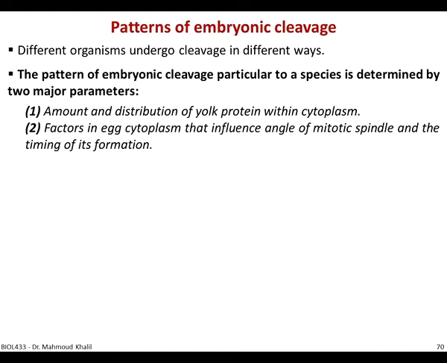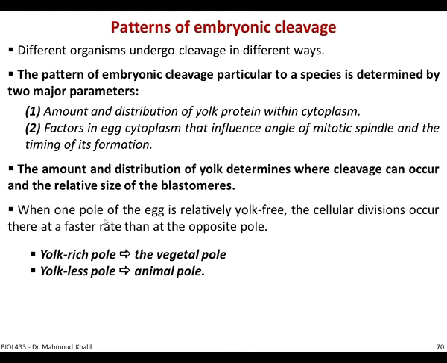So the amount and distribution of the yolk is one of the major parameters that control the pattern of cleavage, as well as the factors in the egg cytoplasm, which include the messenger RNA and the transcription factors that influence the angle of the mitotic spindle. So understand now that the angle at which the mitotic spindle is located inside the cytoplasm, and the timing, will determine the pattern of the cleavage. The amount and distribution of yolk will determine where the cleavage can occur and the relative size of the blastomeres, as we'll see later.